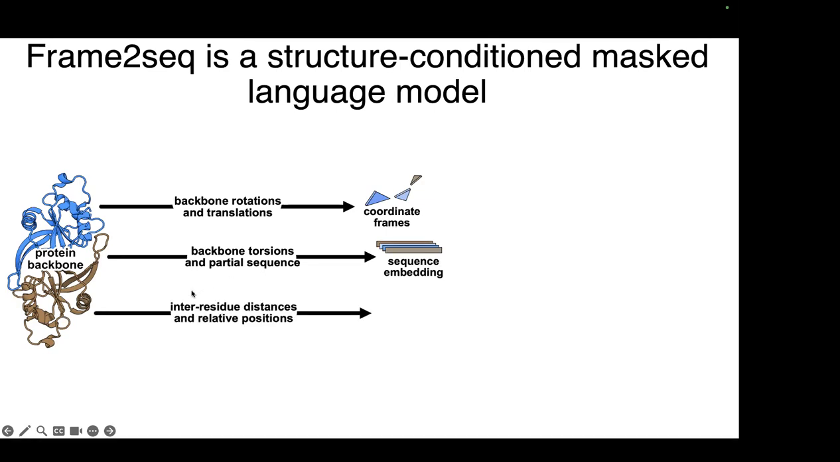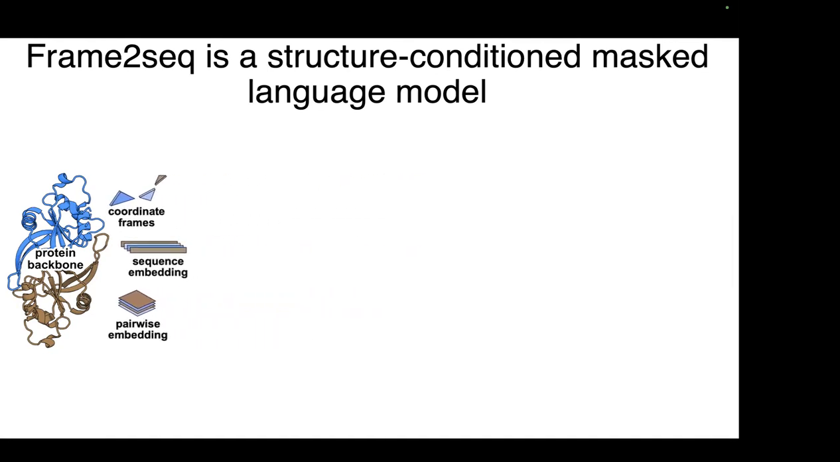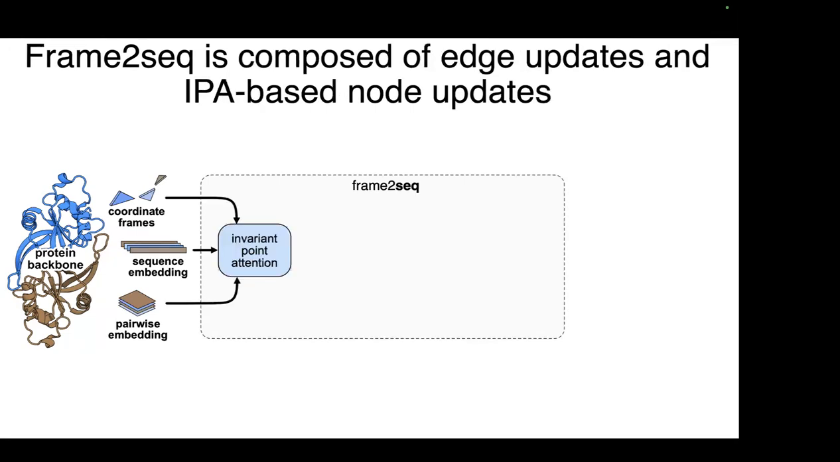And then in terms of edge level information, there is inter-residue distances and relative positions. So that will be the pairwise embedding. So all of this goes through the first layer of Frame2seq. Frame2seq is essentially a set of node updates and edge updates, where the node updates themselves are IPA, or invariant point attention based, which is from the AlphaFold2 structure module.